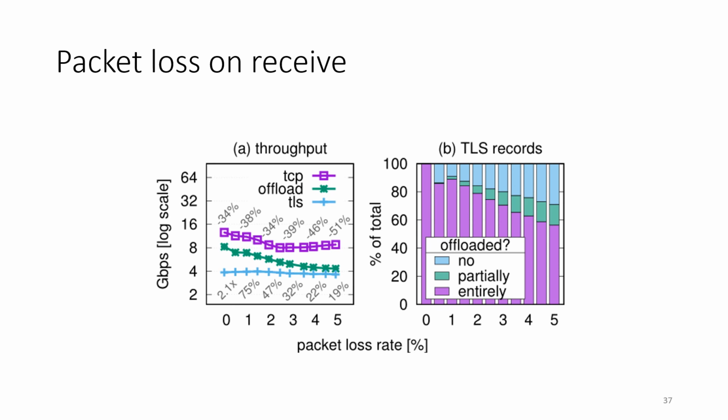Additionally, we break down the received TLS records according to fully offloaded records, partially offloaded records that require software fallback for at least one of the record's packets, and entirely unoffloaded records that are processed by software. And we present the results in the figure on the right. As we can see, even with 5% loss, more than half of the records are fully offloaded, which highlights the effectiveness of the NIC's context recovery.